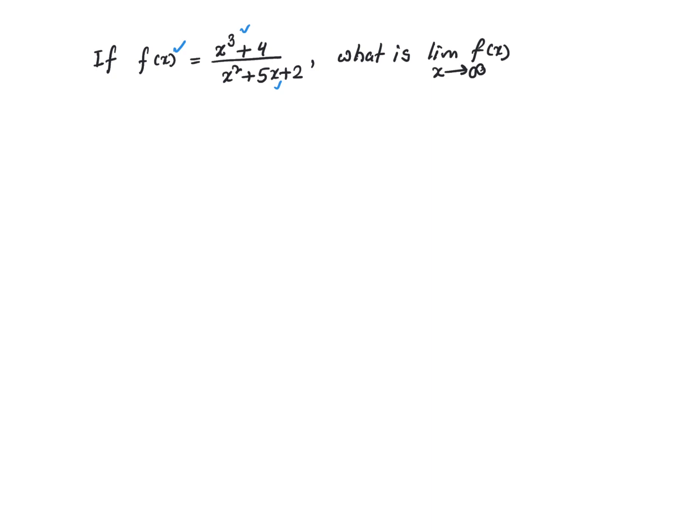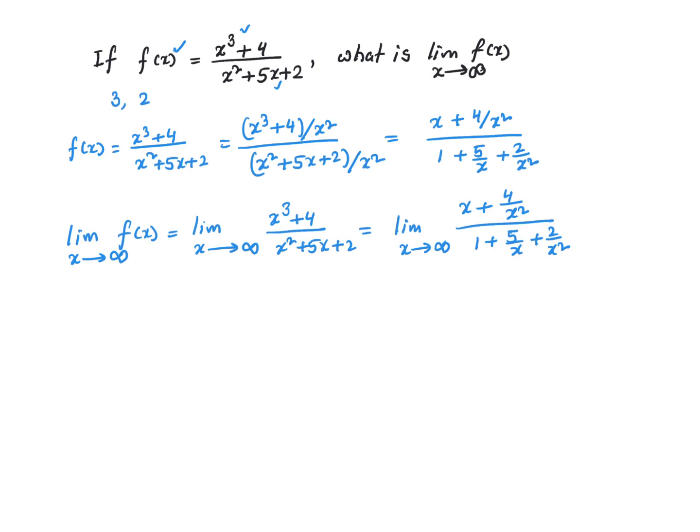The way I simplify it is that I look at the highest power of x in the numerator and the highest power of x in the denominator. As it turns out, the highest power of x in the numerator is 3 and in the denominator it is 2. So I'm going to take the smaller of these two numbers and divide the numerator and the denominator by x squared. If I did that, this is what I get.